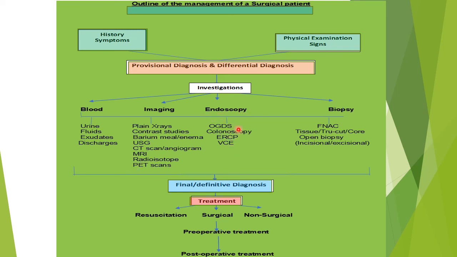Then you have endoscopy, where OGDS and colonoscopy are the most commonly done. Then you have ERCP and video capsule endoscopy nowadays. And finally, to get a definitive diagnosis, you must do a biopsy, a tissue diagnosis. This can be a fine needle aspiration cytology, true cut biopsy, or open biopsy. With all these investigations and biopsy, you get your final or definitive diagnosis, after which you institute the definitive or proper treatment, which includes resuscitation, which I mentioned, non-surgical treatment or medical treatment, and if surgery is needed, you go for surgery.